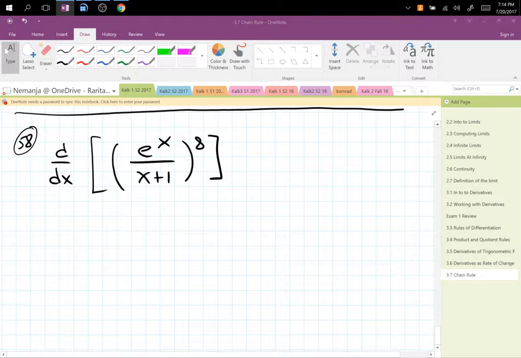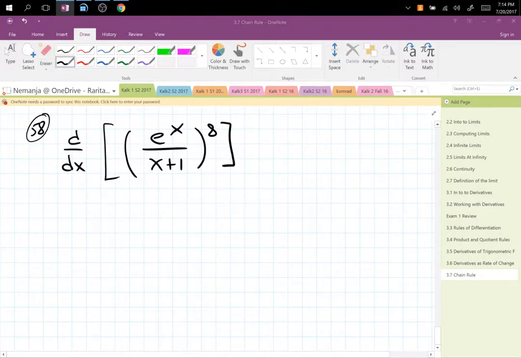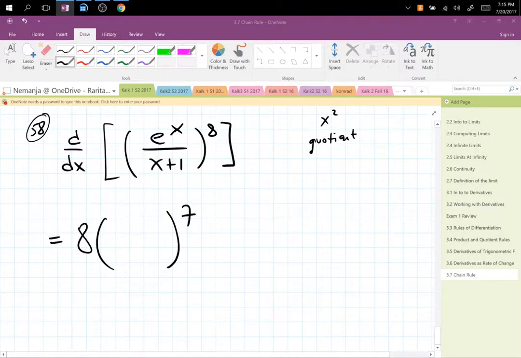So what's the outer function? What's the outer function? X to the 8. So outer function is x to the 8, and the inner function is the quotient. So 8 blah to the 7th. That's how we start. Right? Times the quotient. Fill in the blanks.